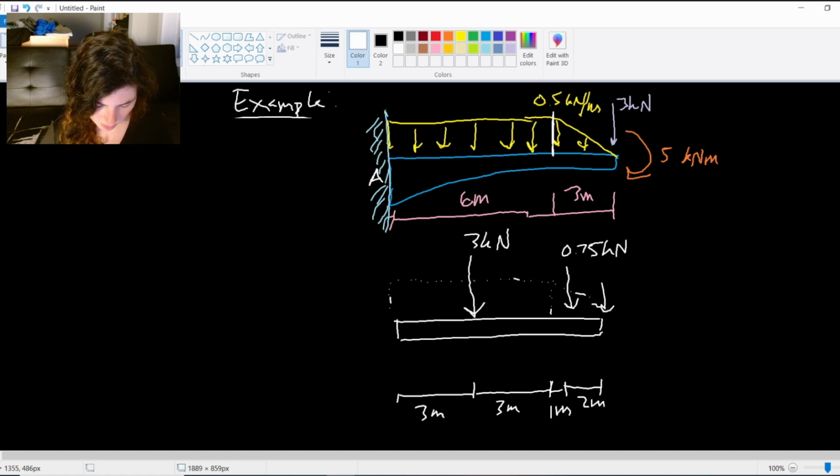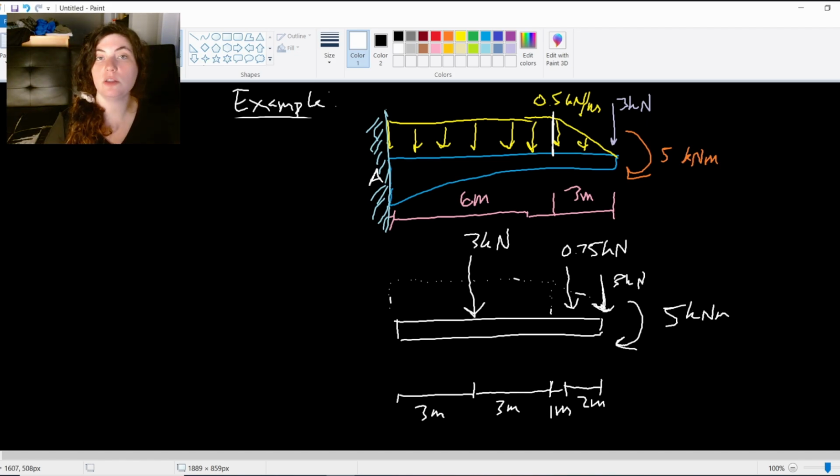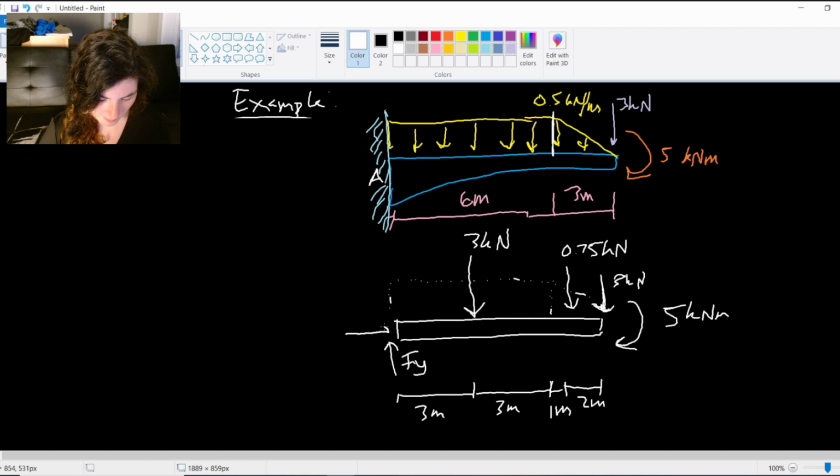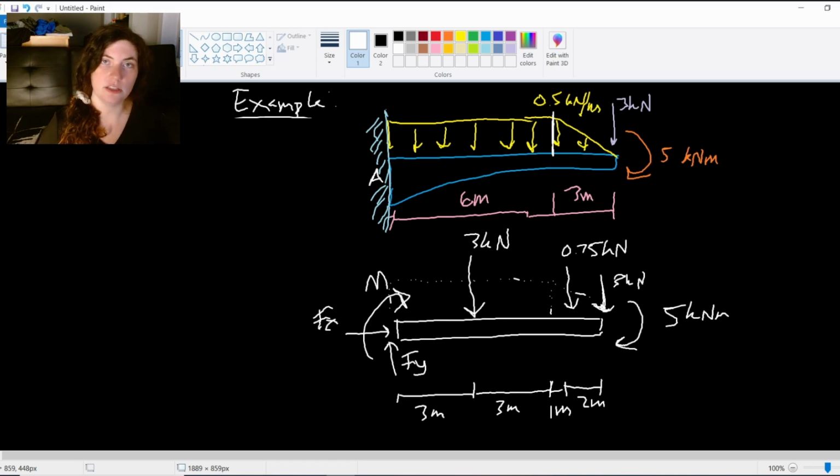And I have another reaction here at the end, 3 kilonewtons. And then I also have this moment acting at the end here, 5 kilonewton meters. So that goes on my free body diagram as well. Now the only thing I'm missing are those support reactions at A, right? Since this is a fixed reaction, I have a Y component, an X component, and a moment. So that's it for this one. That's the full free body diagram for this one.